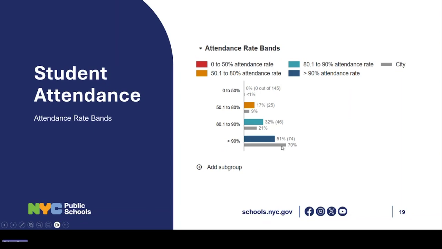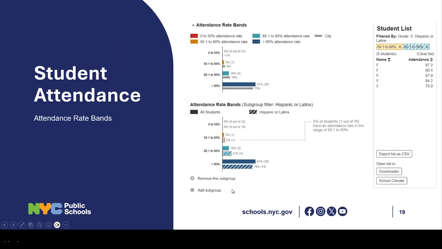The next chart is the attendance rate bands. Your students' attendance rates are divided into 4 groups: 0 to 50%, 50.1 to 80%, 80.1 to 90%, or greater than 90%. Students that fall within any of the first 3 groups are considered chronically absent. And again, you can add a subgroup or click on any of the charts to generate a student list. And in the student list, you'll be able to view your students' year-to-date attendance rate.